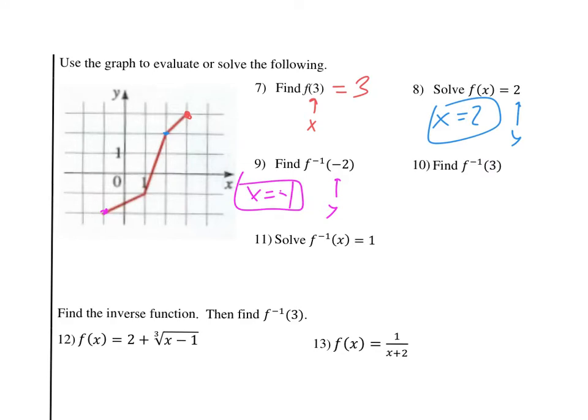F inverse of 3, so that's again referring to a y value of 3, so I do have that back up there at an x value of 3. And then F inverse of x equals 1, since this is inside of an inverse, it is referring to a y, and so the 1 given is an x value, so at the x value of 1, the y value is -1.